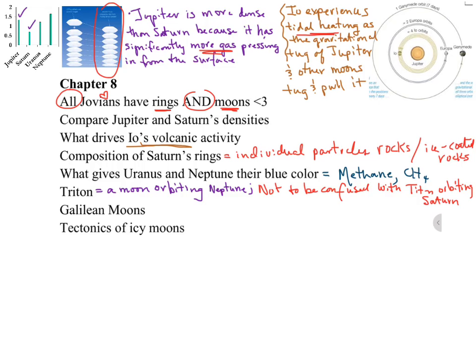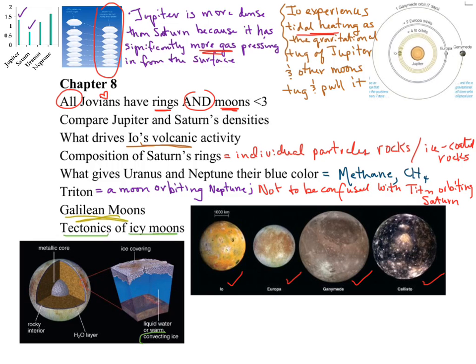All right, Galilean moons. There they are. And the last term's up there too. So Galilean moons, I would have down on your note card the 4 Galilean moons. And then also this last subject here, tectonics of icy moons.